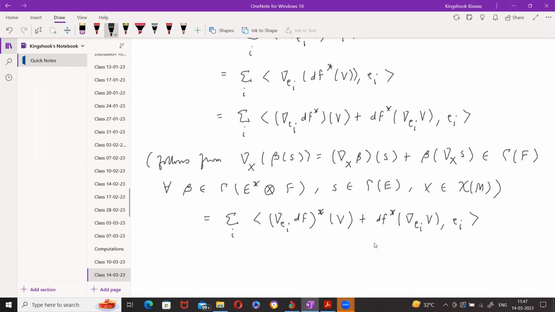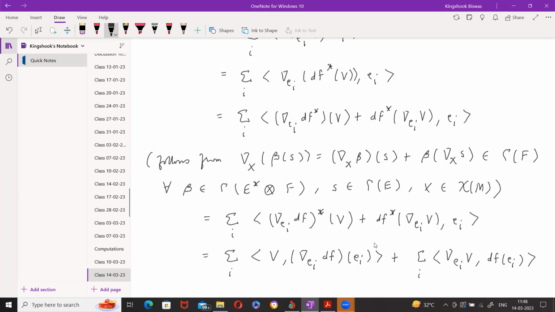Okay. So now I've got two adjoints, so I can move them to the right-hand side, by definition of the adjoint for a map between inner product spaces. So this becomes the inner product of V with nabla EI df applied to EI, plus I'll get another term, sum over I of the inner product of nabla EI V with df of EI.